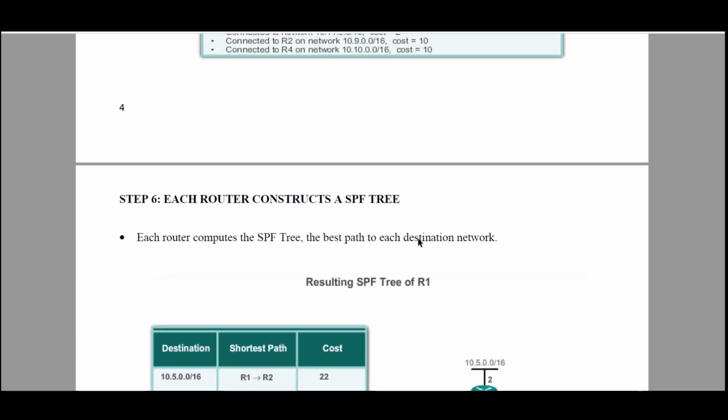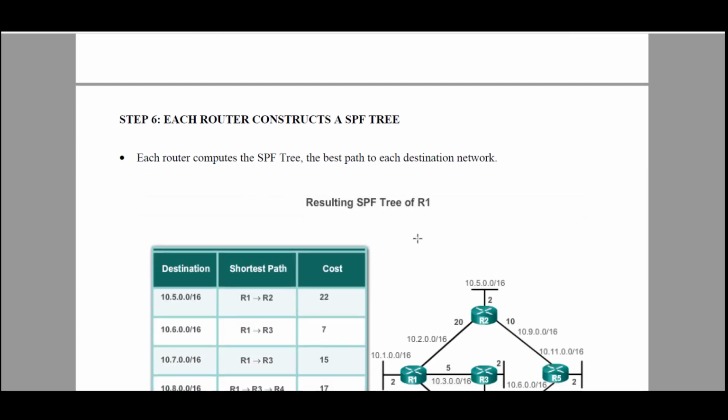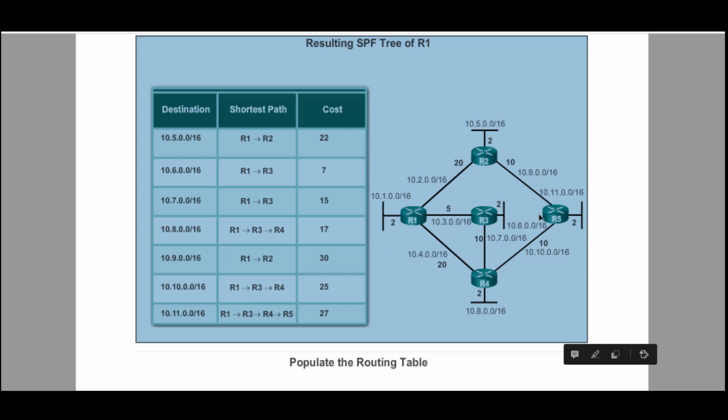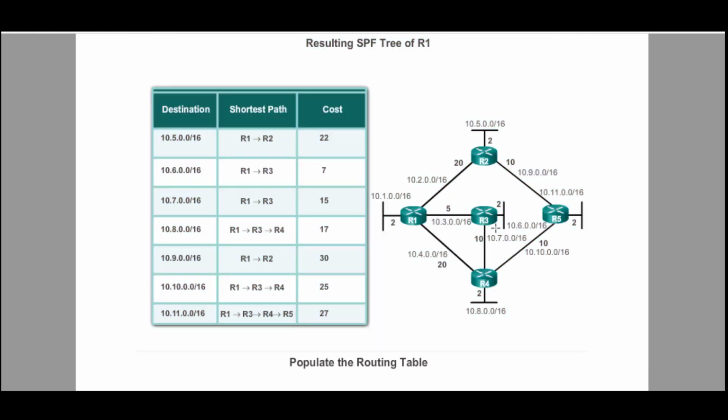Next step, step number 6: every router is going to construct a shortest path tree. What does shortest path mean? Now you can see, I'm going to take R1. R1 collected all the LSPs, then it makes this particular topology, which we can call a graph. It is created completely and is ready. Now from this it is going to select the path.